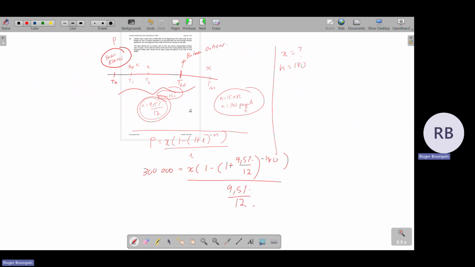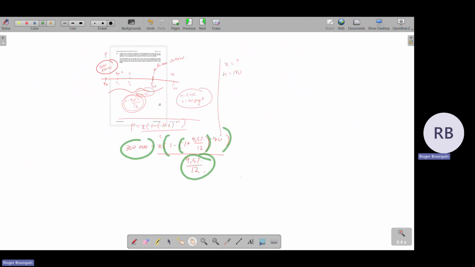To solve that, you either use the solve function in your calculator, or I would do it this way. I would go 300,000 times 9.5% over 12, divided by this whole thing, but you must punch it in exactly like it is over here, with the brackets like that. Because the term of the agreement is 15 years, times 12, so she has to pay every month for 15 years. So you get 180 total. The repayments are agreed on the assumption that you're going to make 180 payments. That's why we use the 180 to figure out X.